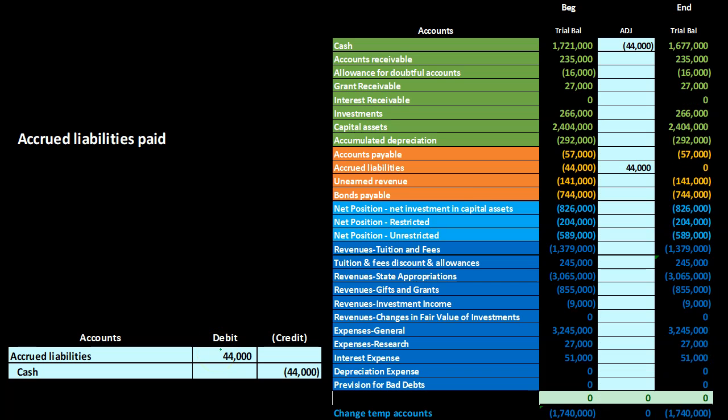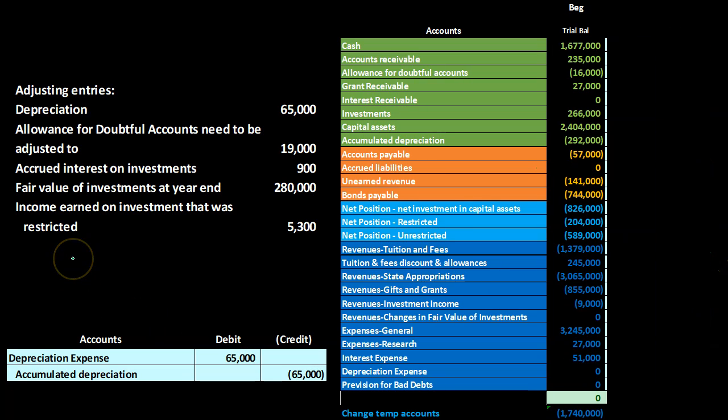So if we see that, the accrued liabilities was at 44,000 credit. We debited it, making it go to zero, paying off the liability, and we paid it off with cash. Cash has a debit balance. We are going to credit it to make it go down. That'll put us back in balance. Note there's no effect on what would be similar to the net income number. Nothing happened to the income statement type of accounts in the dark blue.